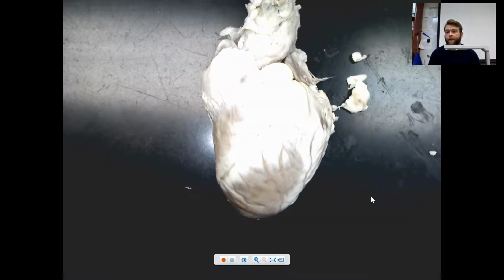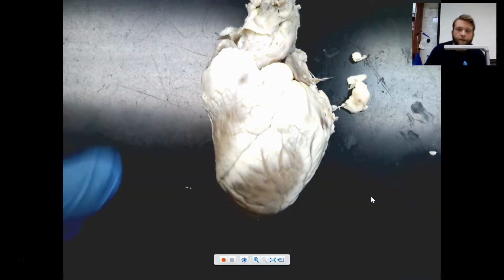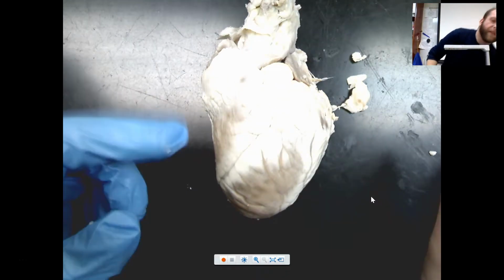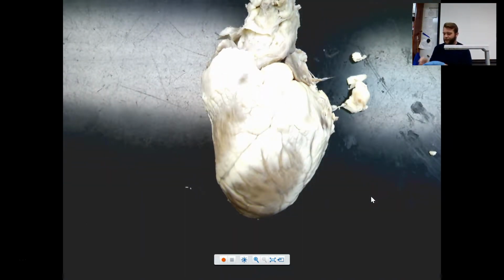Okay, ladies and gents, this is a video that's going to go over all of the different parts of the heart. I'm going to describe the different features, where they're located, and identify them on the heart. So let me put my other glove on here.